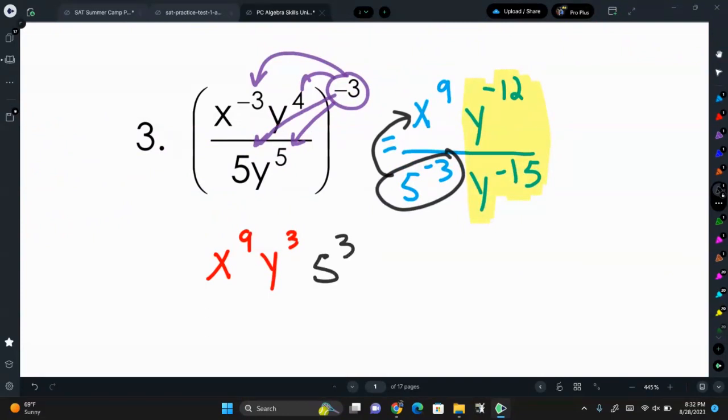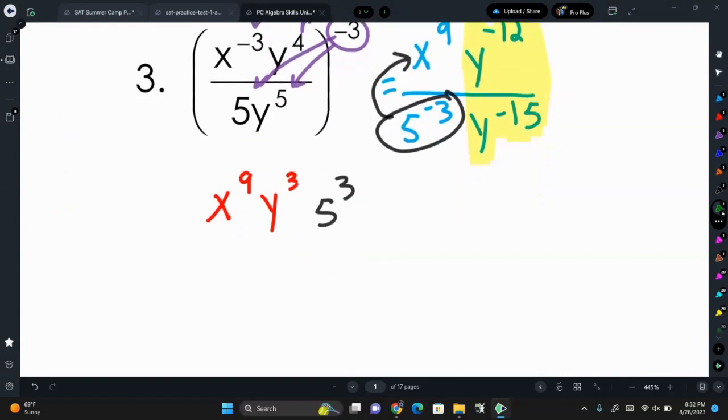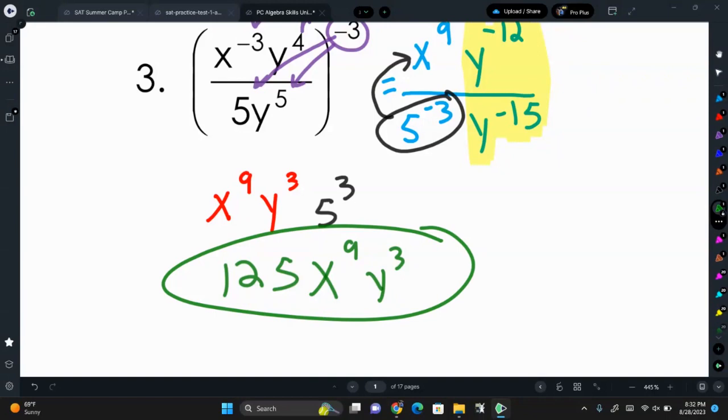It's going to be 5 to the third. Well, we can't leave it as 5 to the third. 5 to the third is 5 times 5 times 5, or 125, times x to the ninth times y to the third, and that would be your final answer.